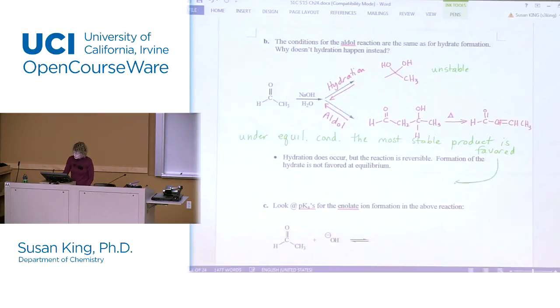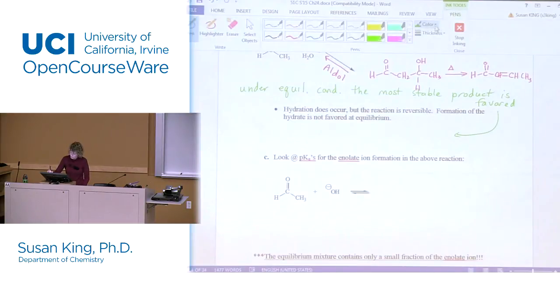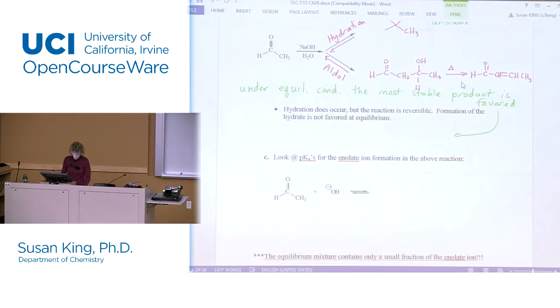The third point I want to make: look at the pKa's for enolate ion formation in the above reaction. Certainly this is not favored, forming the enolate with hydroxide. Let's look at how much we have. This is where that little thing I do about how much we have at equilibrium is very helpful.